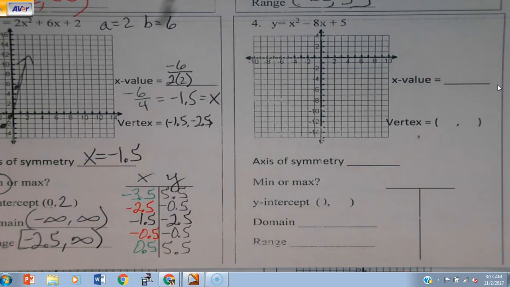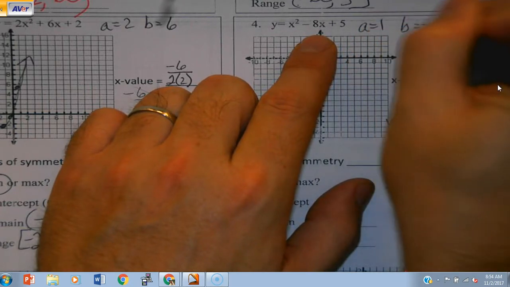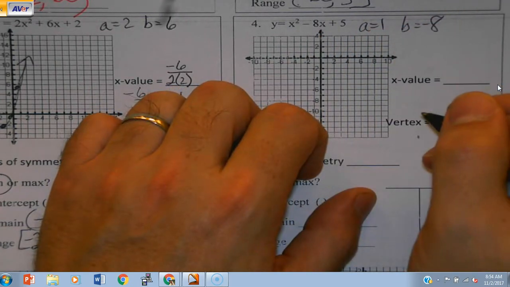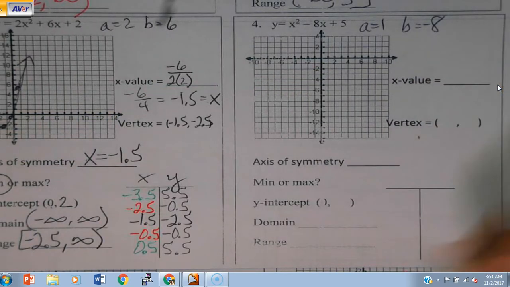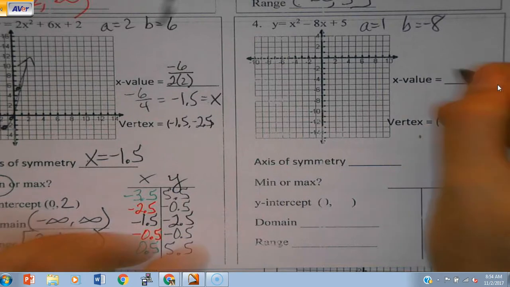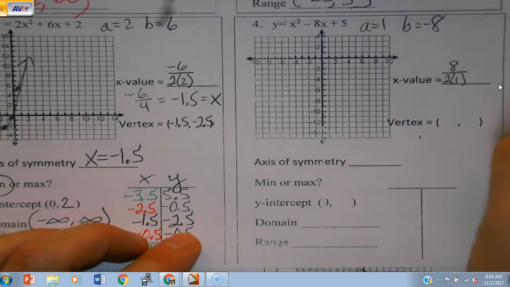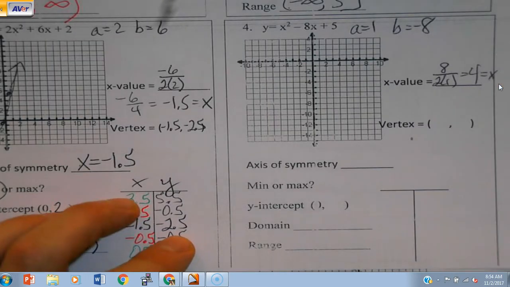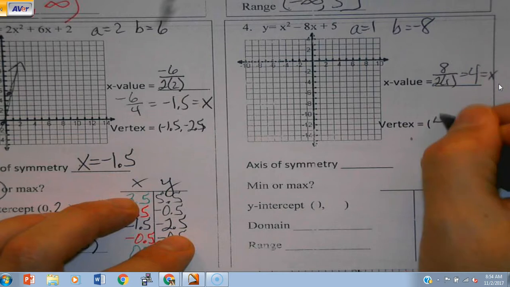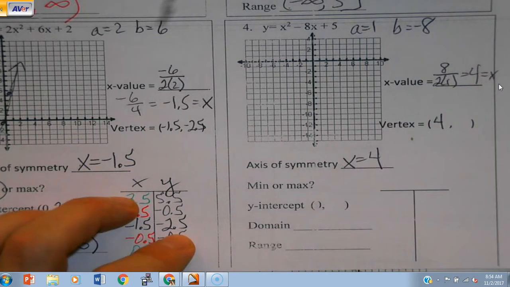So we get to number 4. I get my A. I get my B. Again, what's the detail issue here? Remember, it's opposite of B, opposite of B over 2A. 8 divided by 2 is 4. There's the x value of my vertex. There's my axis of symmetry.